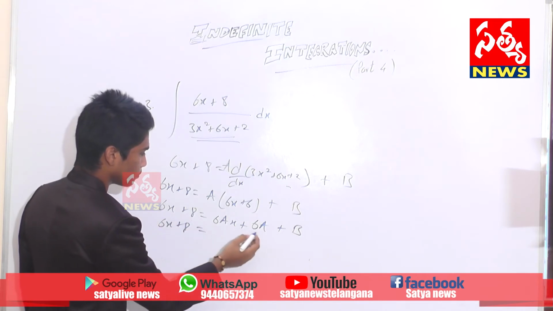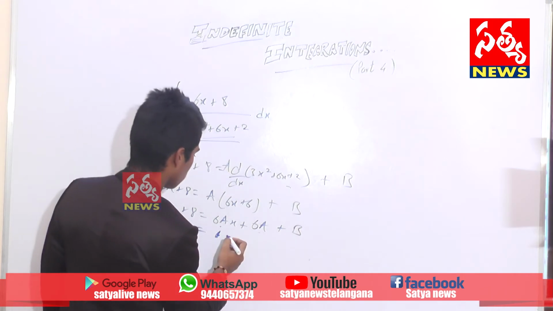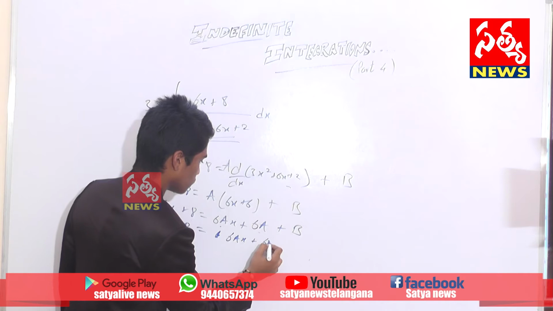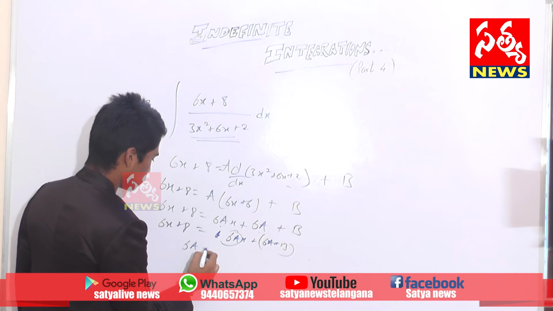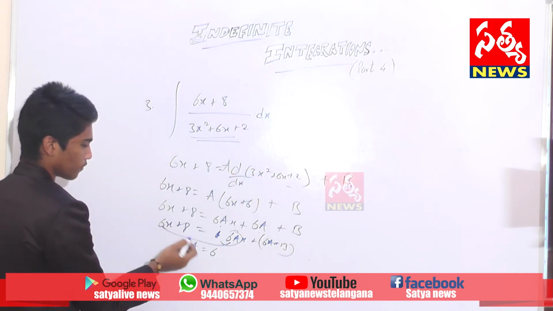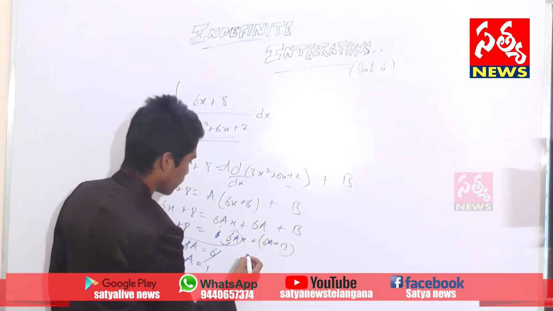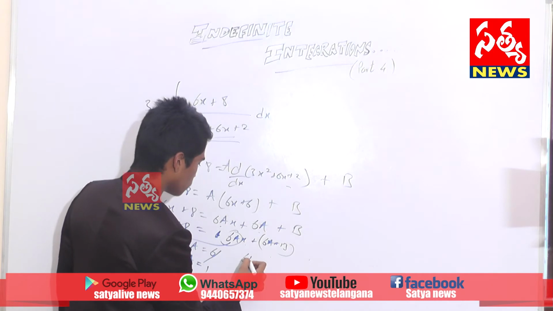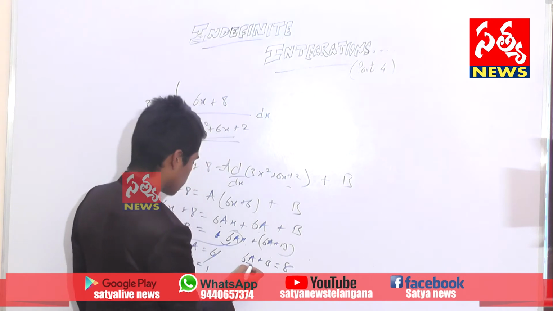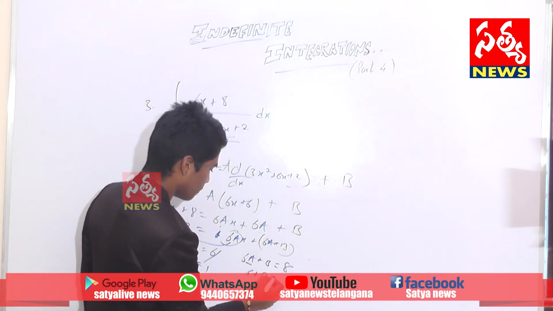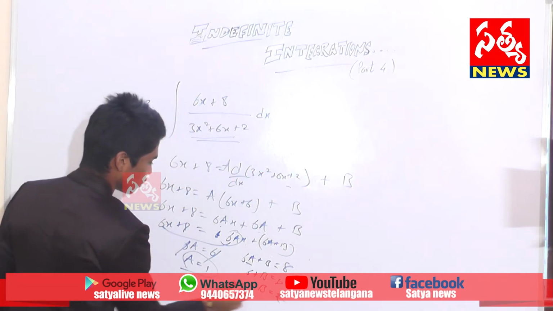6x plus 8 equals 6ax plus 6a plus b. This is the constant and this is the coefficient of x. 6a is equal to 6. Equating the coefficient of x, 6 gets cancelled and we get a equals 1. And equating the constants, 6a plus b equals 8. As a is 1, we get b as 2. Okay, a is 1 and b is 2.